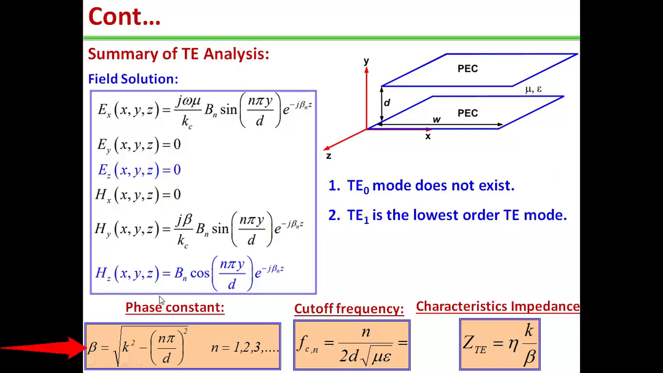And we have calculated the phase constant as beta equal to square root of k square minus n pi by d whole square, where n varies from 1 to 3 and so on. And the cutoff frequency fcn is equal to n divided by 2d square root of mu epsilon. And the characteristic impedance for TE mode is ZTE equal to eta k divided by beta.